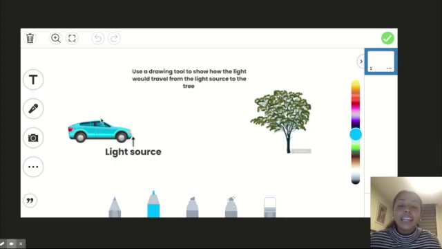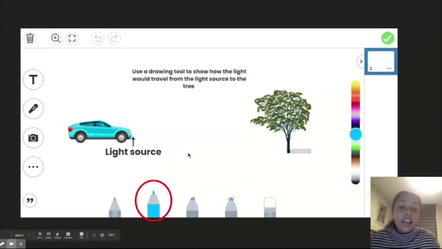I have a light source over here. Who knows what this light source is? That's a car. A car has headlights in the front, and those are light sources that a car uses to light up the street as it's driving. So I want you to use this drawing tool and show how the light would travel from the light source to this tree. Would it travel in a squiggly wiggly line?